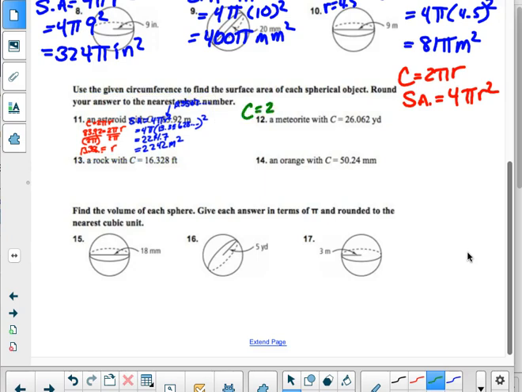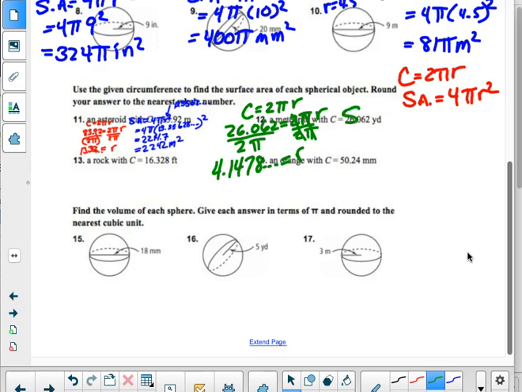C equals 2 pi r. 26.062 is equal to 2 pi r. Divide by 2 pi on both sides. r is equal to 26.062 divided by (2 pi), so 4.14, that's all on my calculator.